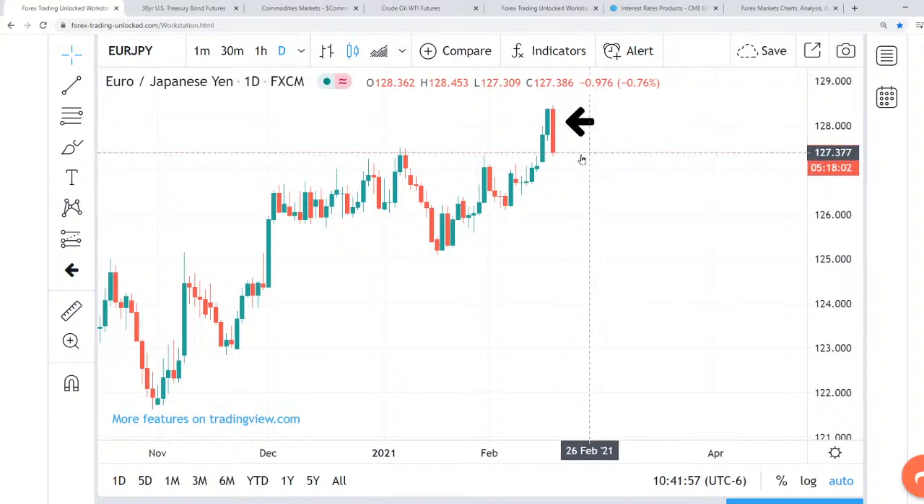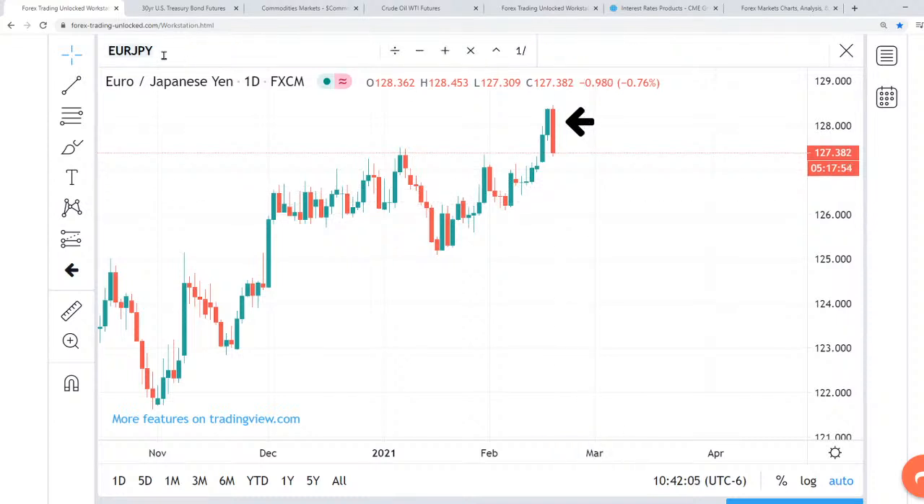So we have the sell signal here. If this happens to close around this area today, I would expect follow through over the next couple days, meaning euro weakness, Japanese yen strength.